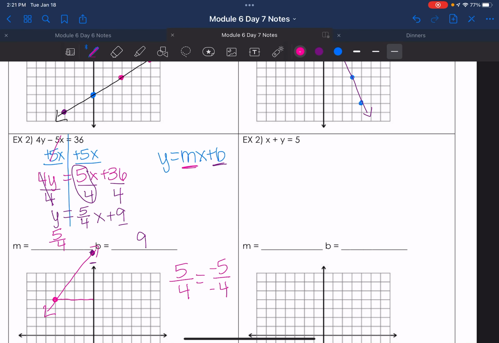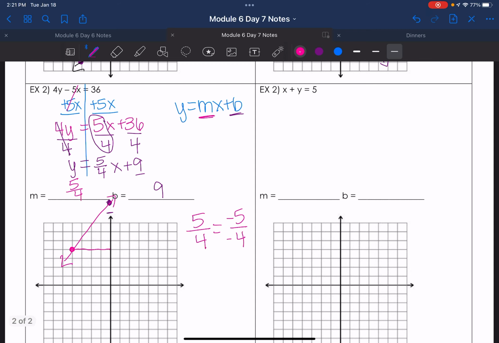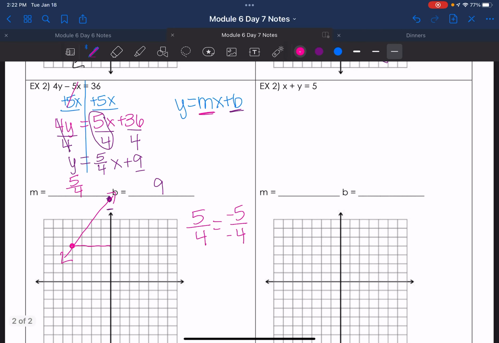All right, last one, and then you get to work on your practice. So for this example, we have x plus y equals 5. Well, our y is not by itself, so we have to be able to move stuff away from it. So we've got to isolate our y variable. We have x plus y, so this x is being added to the y. To undo that, we need to subtract the x from both sides.